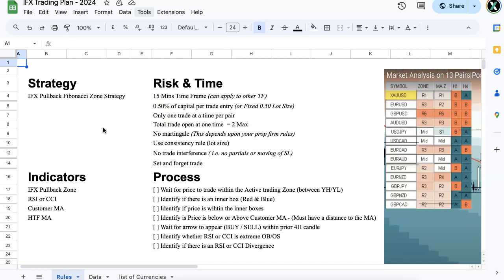Now, it's good that you can analyze 10 pairs, but it's also good that you understand the strategy and focus on a couple, and then make one or two entries per pair so you can handle and manage it correctly, okay? So the total trades open at one time will be 2 maximum. Right here, he put in little rules: no martingale, use the consistency rule, lot size, and then no trade interference.